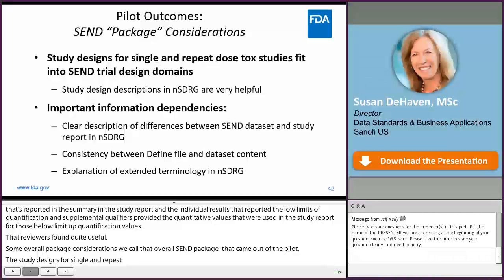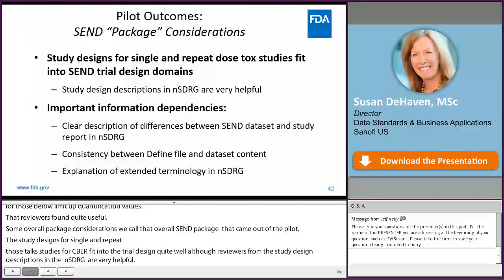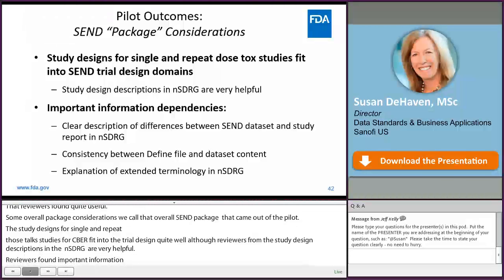Reviewers found important information dependencies within the NSDRG and also across the define file. So the SEND package includes not only the data sets, but the NSDRG and the define, and they appreciated clear description of differences between the SEND data set and the study report to be included in the NSDRG, that the information in the define file is consistent with the data set content, and that any extended terminology that is used in the data set is explained in the NSDRG. And I would say that if anybody has experience submitting SEND to CDER at FDA, you'll probably realize that these are very consistent observations between the two centers of FDA.